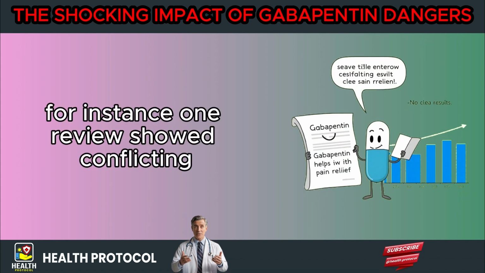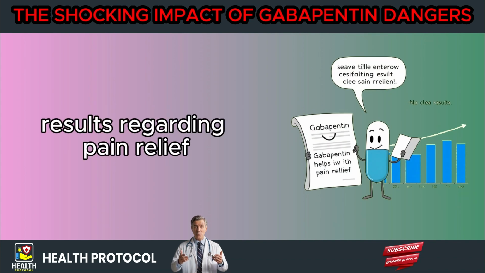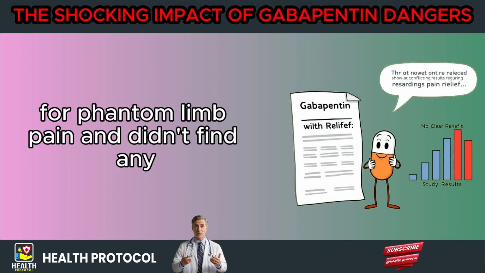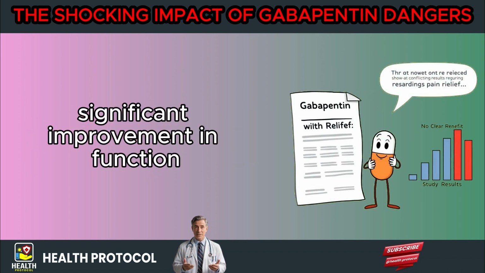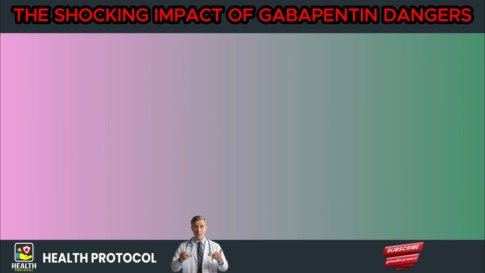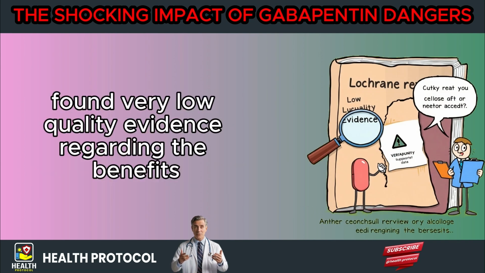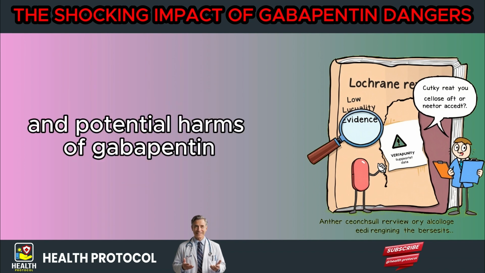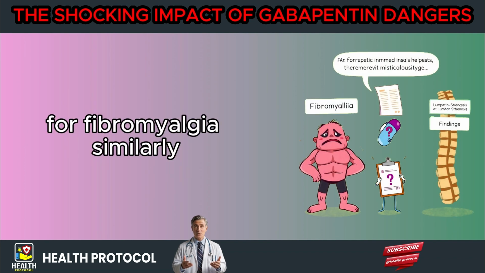For instance, one review showed conflicting results regarding pain relief for phantom limb pain and didn't find any significant improvement in function or sleep quality for those individuals. Another Cochrane review found very low-quality evidence regarding the benefits and potential harms of gabapentin for fibromyalgia.